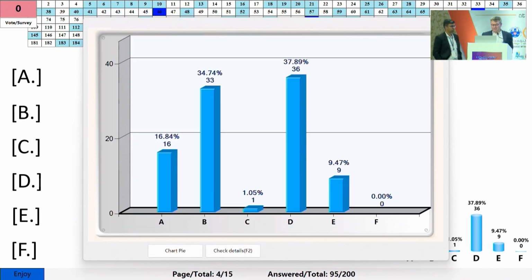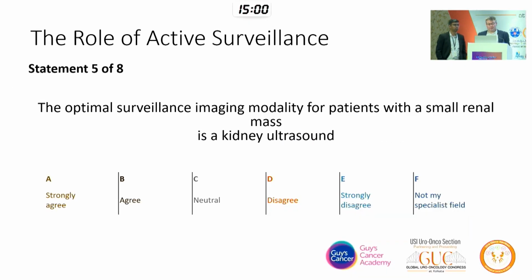And next question. So the optimal surveillance imaging modality for patients with a small renal mass is a kidney ultrasound.